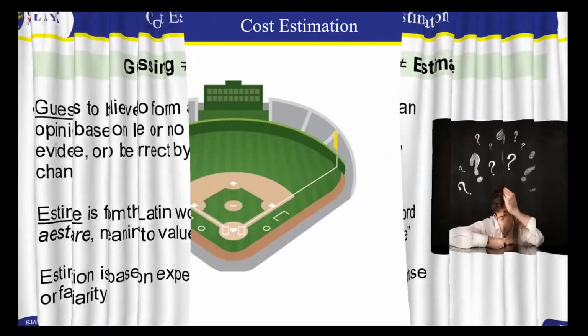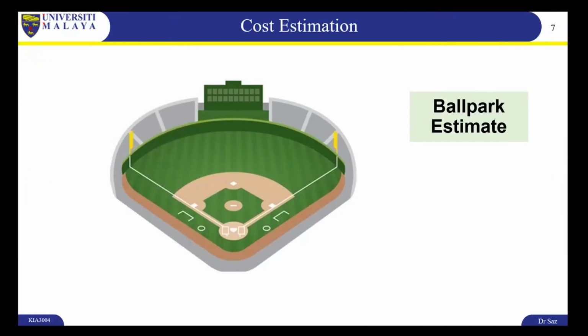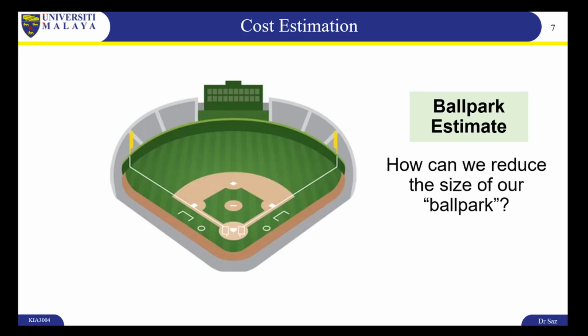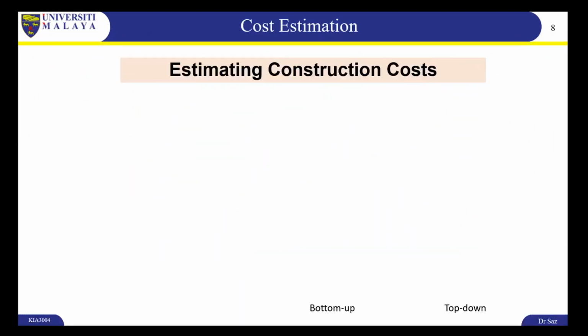When we talk about estimating, people usually say a ballpark estimate. You have a ballpark and you need to estimate where the ball will land in this ballpark. So how can we reduce the size of our ballpark to make more accurate estimates? Well, for one thing, we need a lot of information. But what information do we need? Let's look at estimating construction costs.